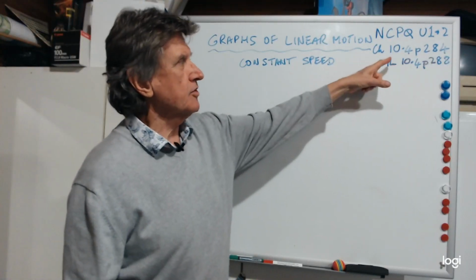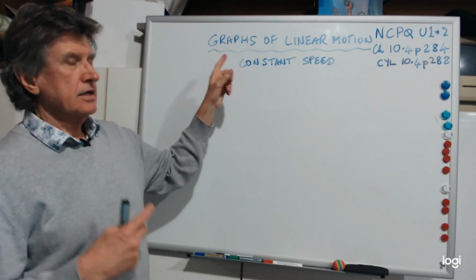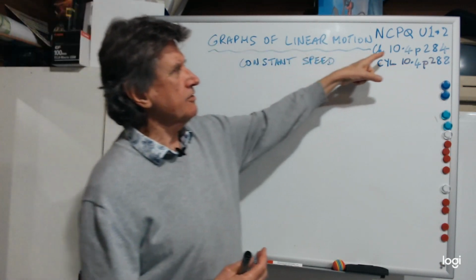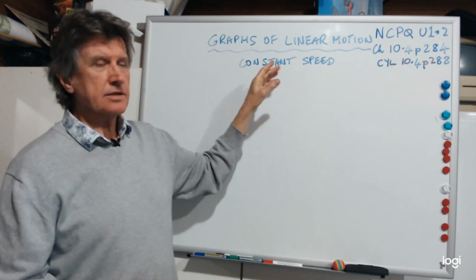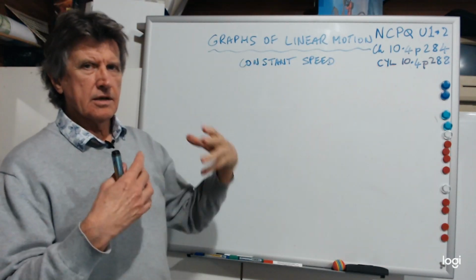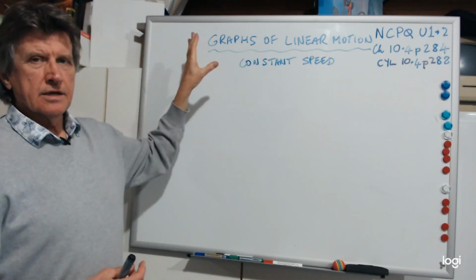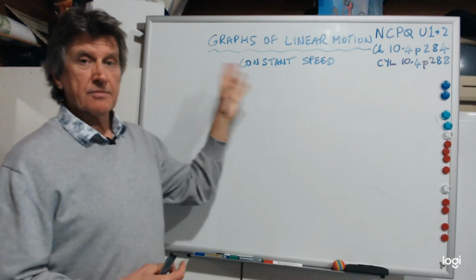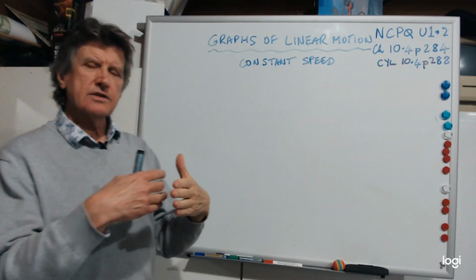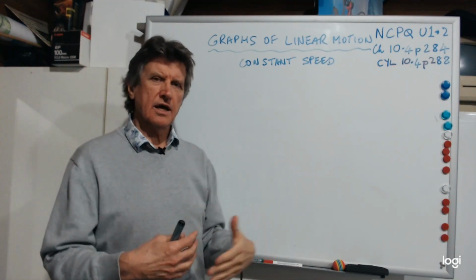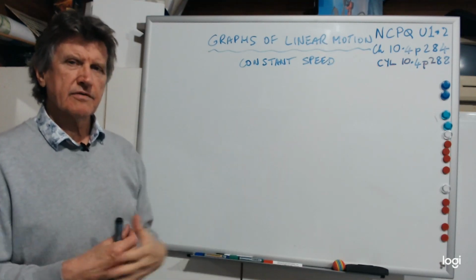Now this is 10.4, page 284, and the difference is that 10.5, the next section, will be at a changing speed. So this is constant speed, in other words, no acceleration. Now let's consider a simple case of something travelling at constant speed. You can't really talk about taking off from the lights in a car, because even though you get to constant speed pretty quickly, there is a period of acceleration.